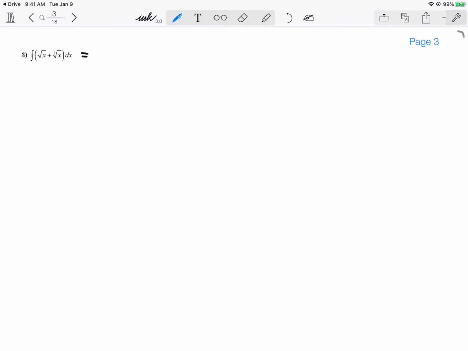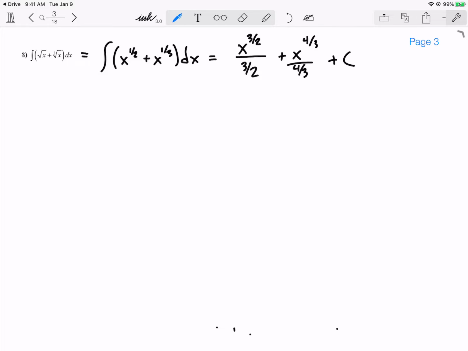So a simple rewrite on this problem gives me x to the 1/2 plus x to the 1/3. I'm simply going to add 1 to each of those exponents and divide by the same exact number. So I've got x to the 3/2 over 3/2 plus x to the 4/3 over 4/3 plus my constant, which rewriting gives me 2/3 x to the 3/2 plus 3/4 x to the 4/3 plus c. So remember, when you're dividing by a fraction, you can just multiply by the reciprocal.